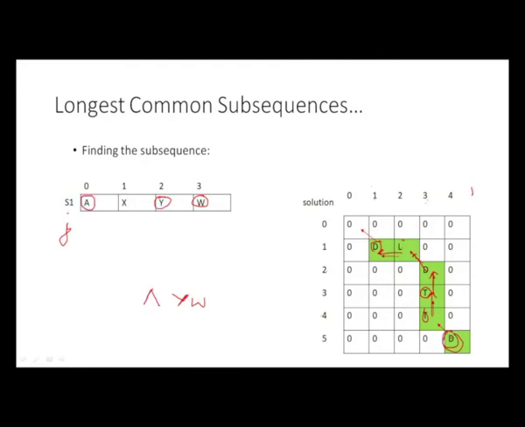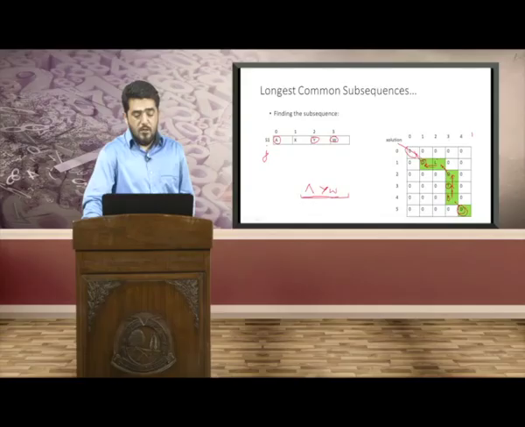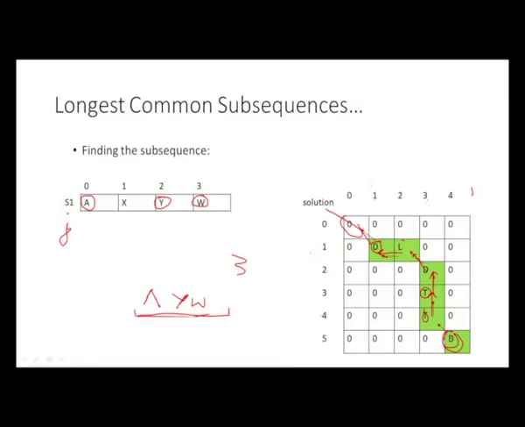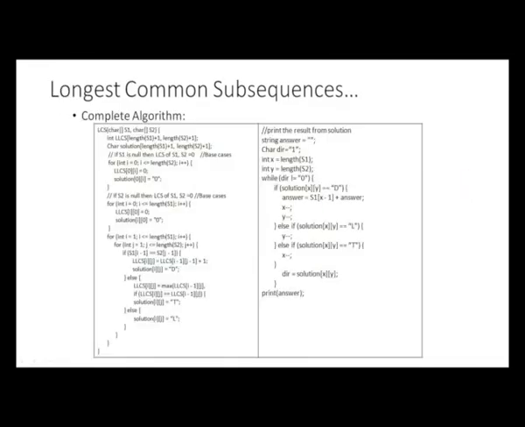And finally we move towards the left and we find 0, and we just stop there. The sequence of characters that we stored, whenever we found a D in the solution array, will form the actual solution. So the length of the longest common subsequence is 3 and the sequence itself is A Y W for this example.